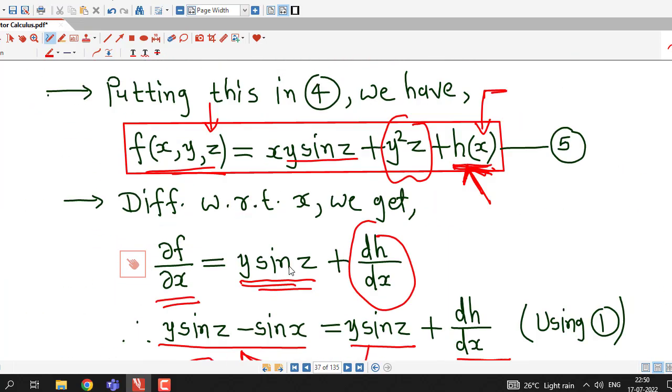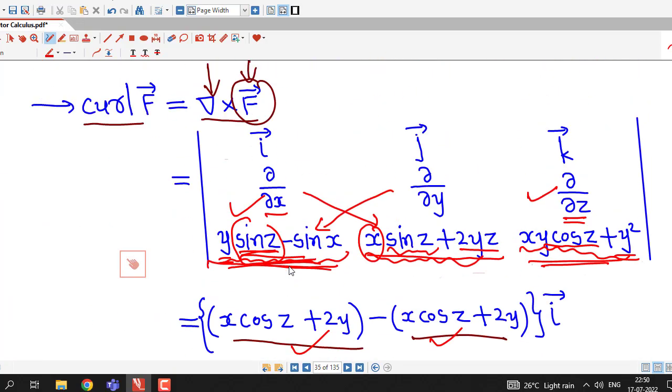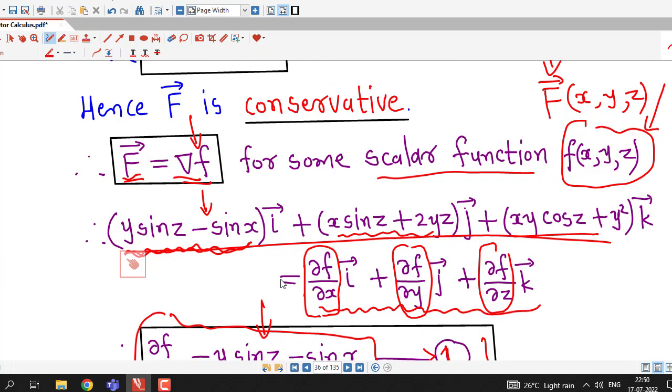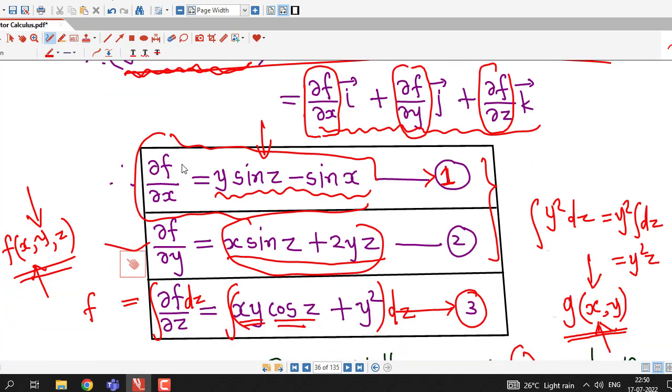So this is all about this session. I have discussed how to obtain the scalar potential for a given vector field f bar, and the main thing which we are using to obtain this scalar potential is this equality, f bar equal to gradient of f. Using the definition of a conservative vector field, we obtain these three equations: del f by del x, del f by del y, and del f by del z. This we obtain by comparing these two vectors, and this is the definition of scalar potential or conservative vector field.